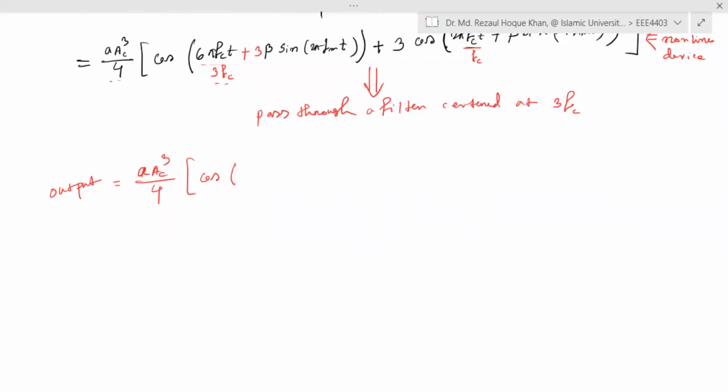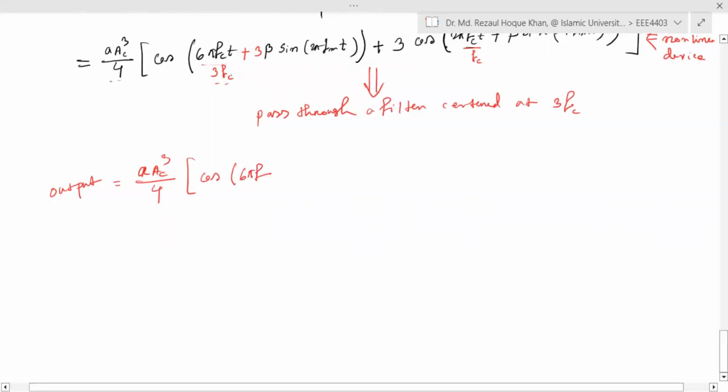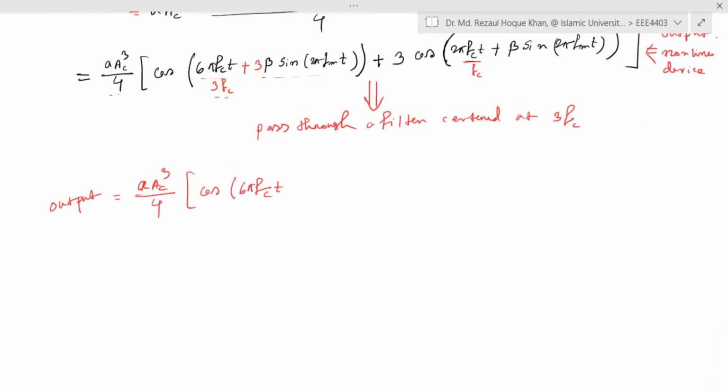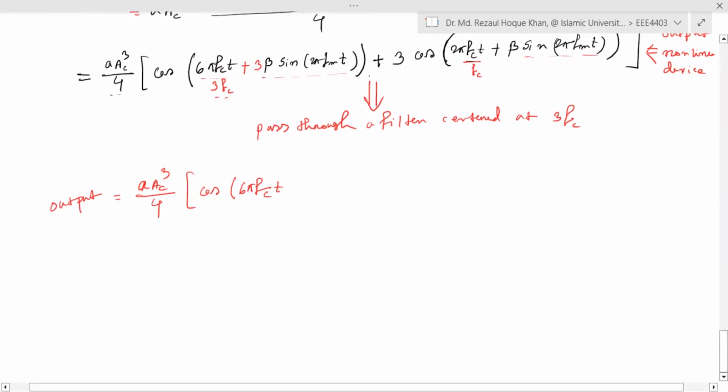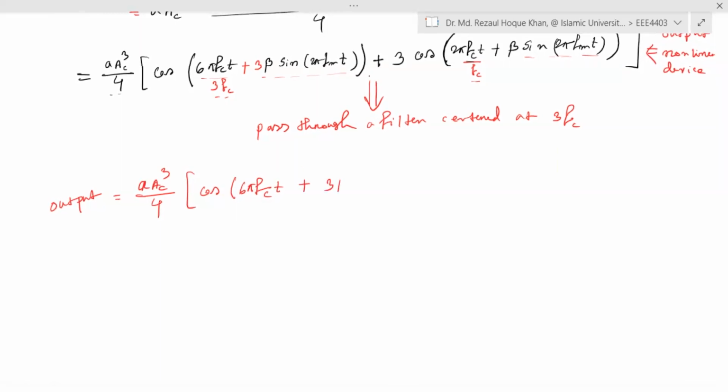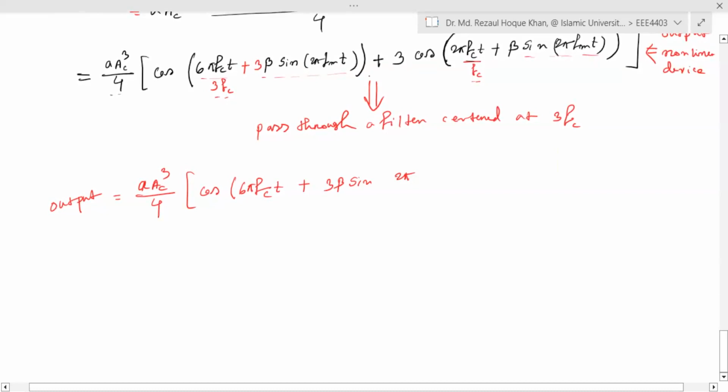So 6 pi f_c t, and all the other lower frequency components will be stopped there. f_m, the message signal frequency, is much much lower, and f_c is also a much lower frequency. So this will be cos of 6 pi f_c t plus 3 beta sin 2 pi f_m t.